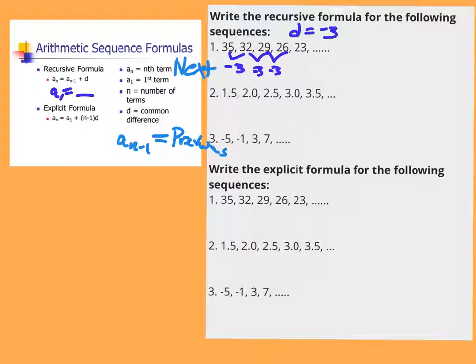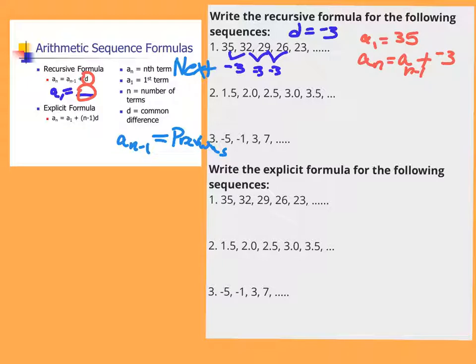So to write my recursive formula, all that I need to do is record the first term. So I'm going to say a sub 1 is equal to 35. And then I'm going to say a sub n is equal to a sub n minus 1. So this here is saying that the next term is equal to the previous term plus the d value, which is -3. So in your recursive formula, there's only two things you need to replace. You need to fill in what a sub 1 is, and you need to fill in the d value.